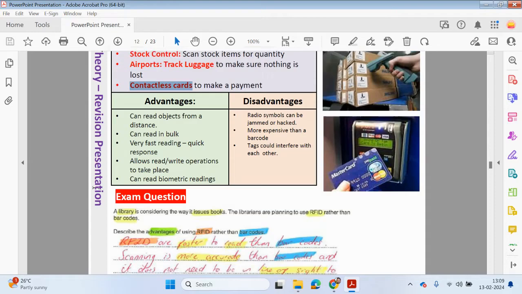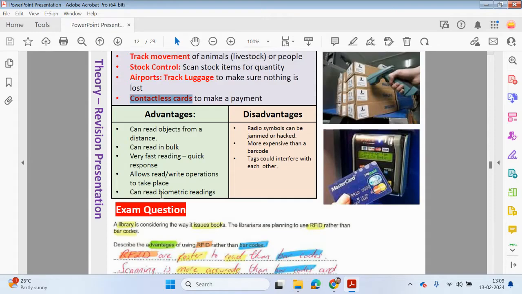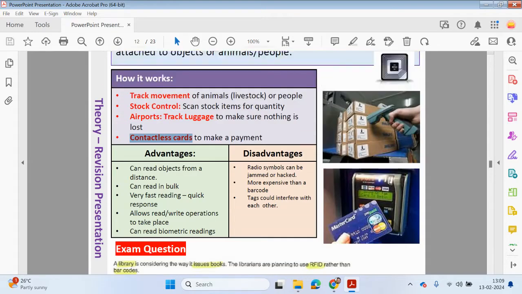Another advantage is with a barcode, I think we'll come to barcode, the scanner has to be above the barcode. With this one, the tag just has to be in close proximity to the scanner for it to be scanned in.